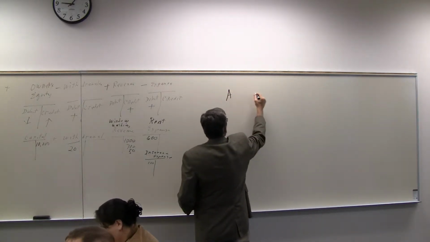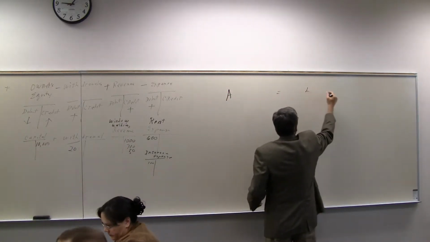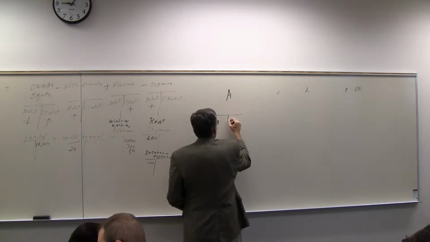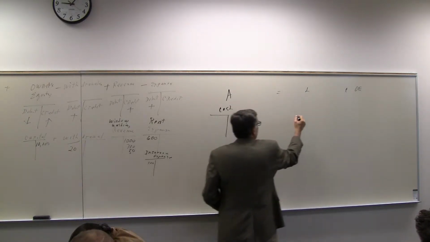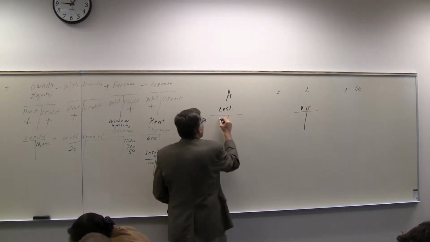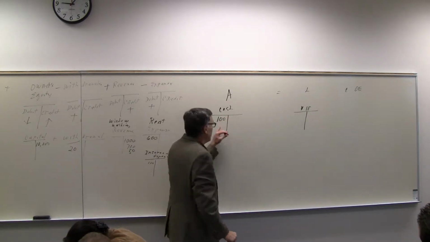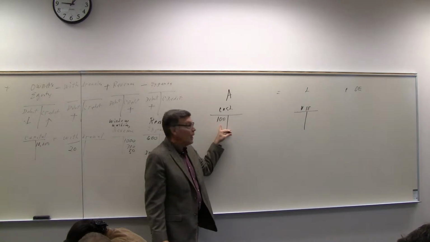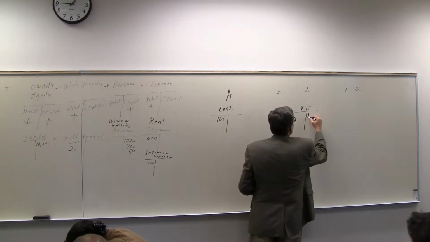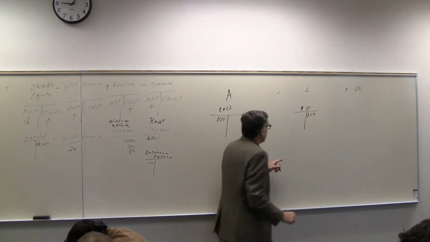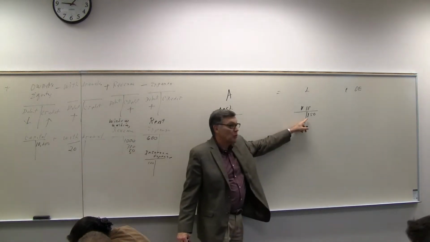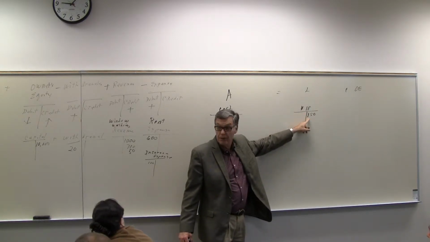So, here's the thing about a normal balance. You have assets equal liability plus owner's equity. Here you have cash, and here you have accounts payable. Here you have a $100 debit, and here you have $150 accounts payable. So this is an asset, a normal balance of a debit. This is a liability, a normal balance of a credit.